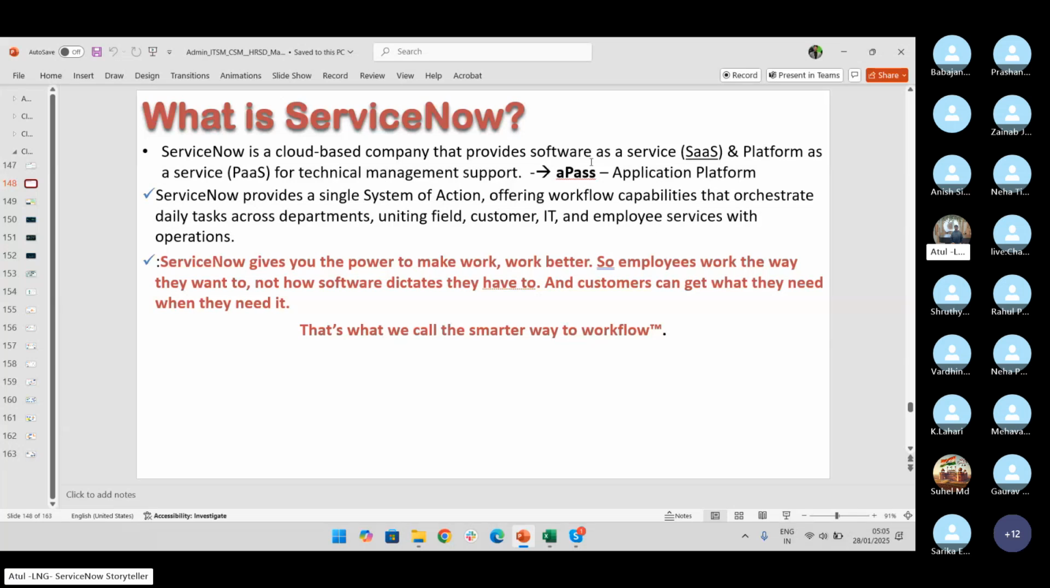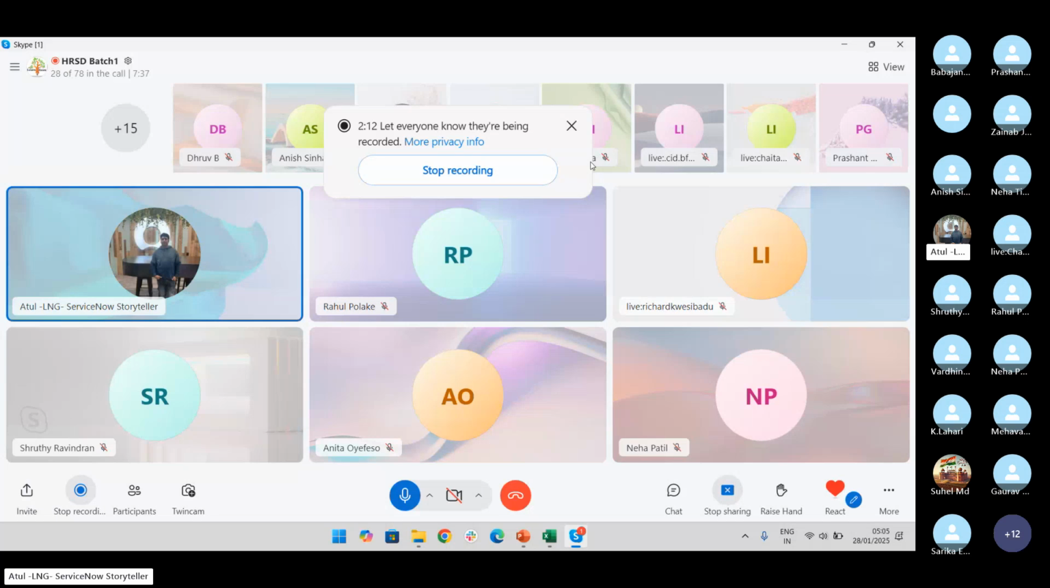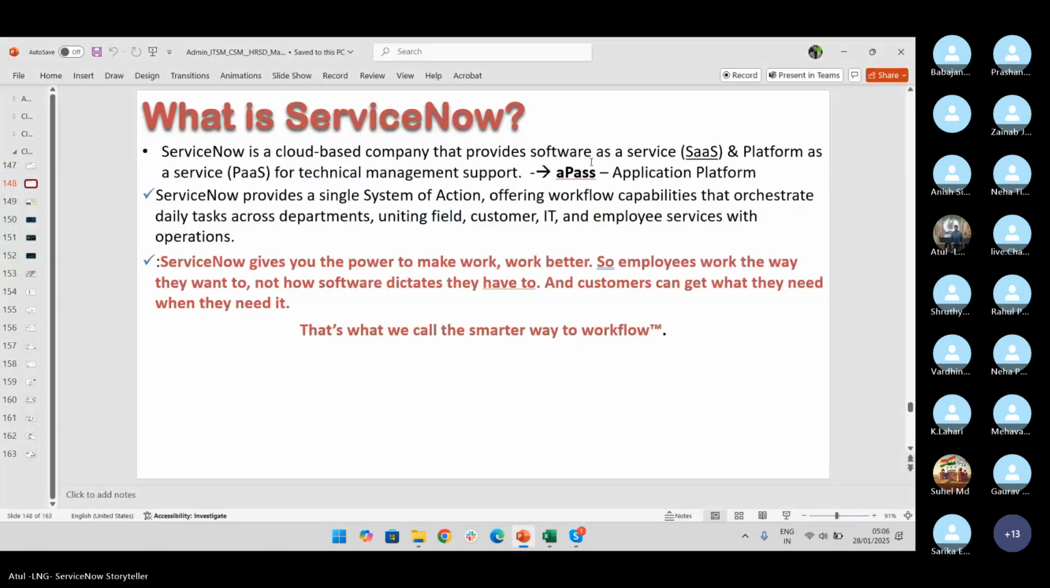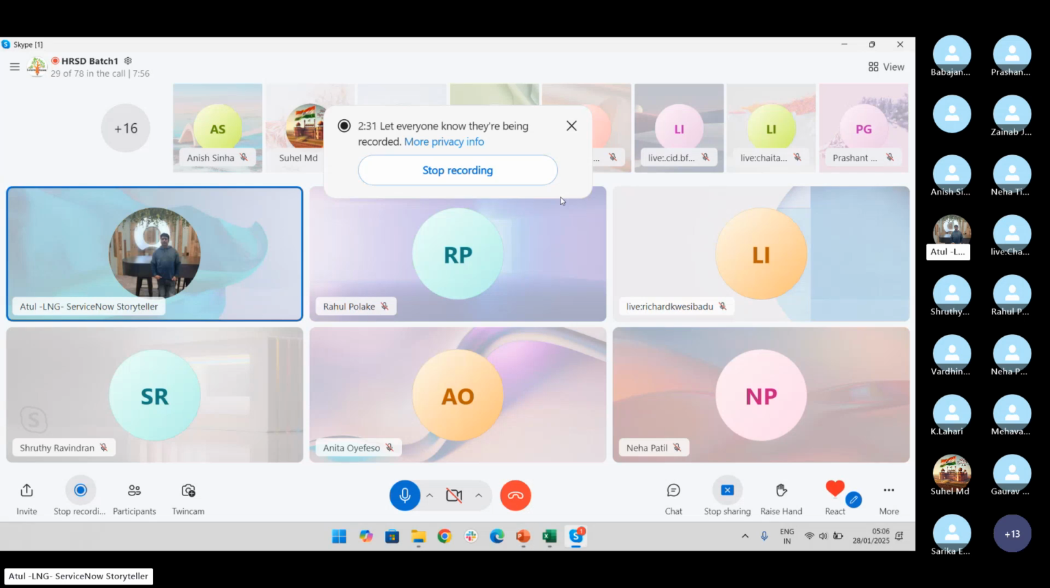Now this is the platform, and also please consider this is not a sales call. This is not a sales pitch. I'm not selling ServiceNow to anybody. We are just discussing the features of this particular platform. This is a platform which offers workflow capabilities. Workflow means where you can automate.